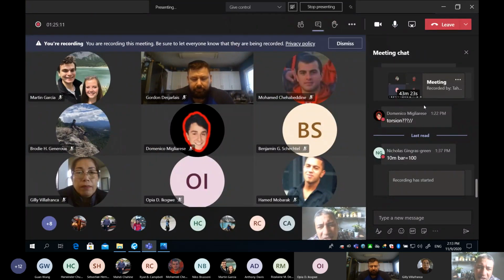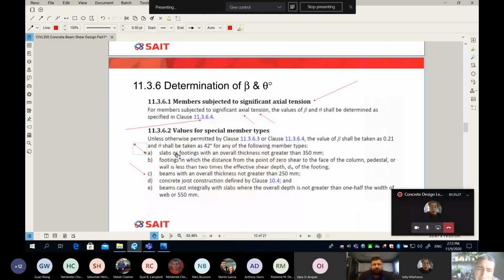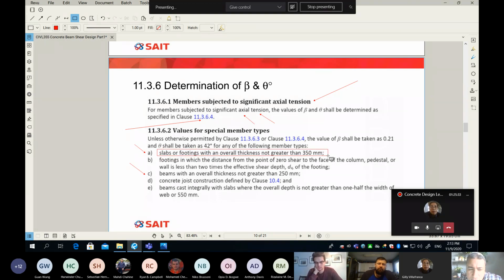Will you ever see a 10 inch beam? And remember, the beam is measured from the top of the slab. The beam thickness is measured from the top of the slab. It means a 10 inch beam, and I don't think anybody will see that. That's why I'll tell you this clause here is for the slab. Maybe I'll draw a box here. This one is basically the one you're going to use. If you have a slab with overall thickness not more than 350, here we go, we use beta equal to 21% and theta equal to 42 degrees, okay?